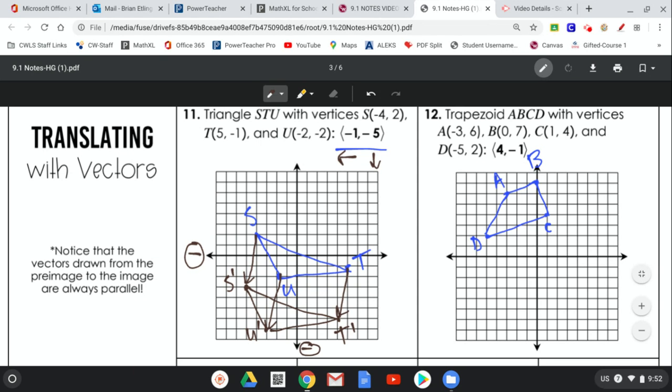So for number 12, we have a trapezoid. I have the points here plotted, and we're going 4, -1. So 4, our horizontal component, in the positive direction. So we are going to be moving to the right, and then -1 means we're going to be moving down. Okay, so down in a negative direction on the y-axis. So if we start at A here, we're going to go 4 to the right. So it's going to be 1, 2, 3, 4, and down 1. All right. So our coordinate for A prime is going to be right there. All right. So drawing our vector from A to A prime.